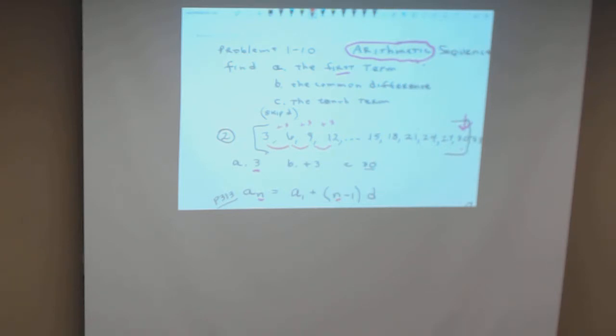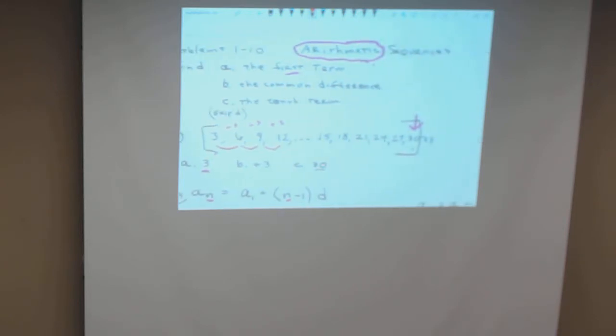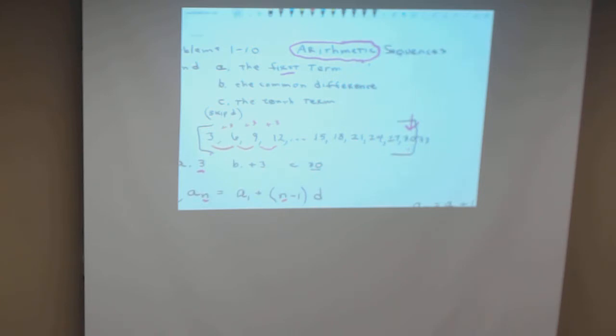So 12 plus 3 is 15. 15 plus 3 is 18. 18 plus 3 is 21. 21 plus 3 is 24. 24 plus 3 is 27. 27 plus 3 is 30. 30 plus 3 is 33. And you could just keep right on going, because it's so much fun doing a sequence. Okay? Now, look what they want me to find.